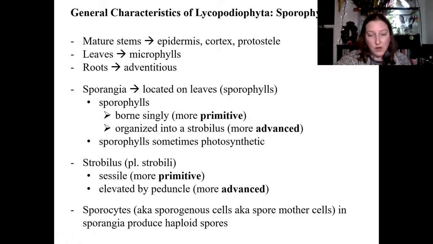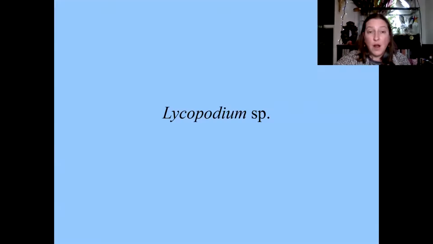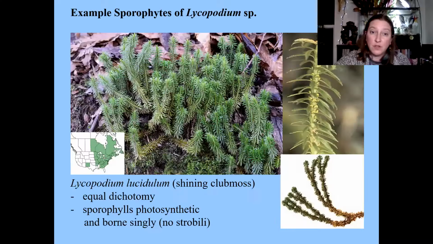This is just a reminder. We already know that the spore mother cells make haploid spores. All right, let's talk about Lycopodium first. These are some examples of Lycopodium. This first one is Lycopodium lucidulum. I think you'll see herbarium specimens of this in the lab. Notice the traits that I just went over. This one has equal dichotomy, see? This one has sporophylls that are photosynthetic.